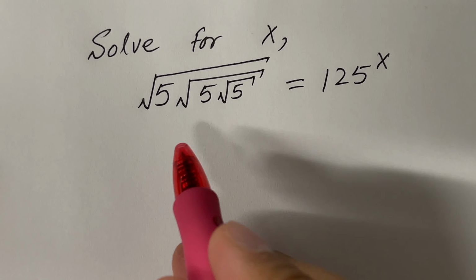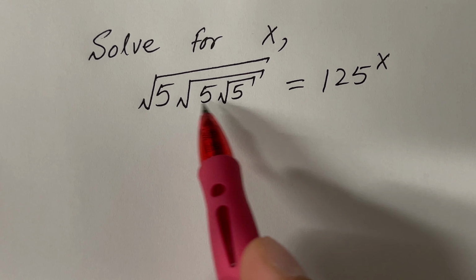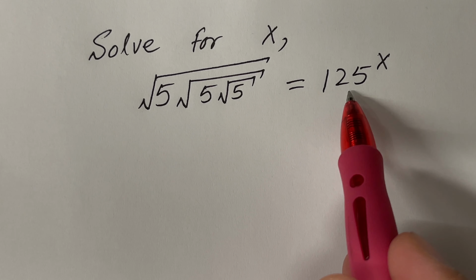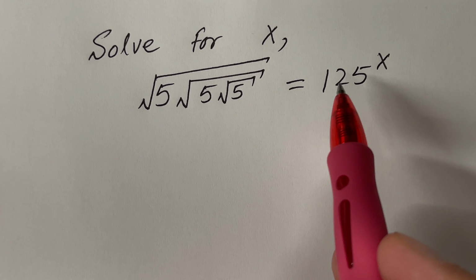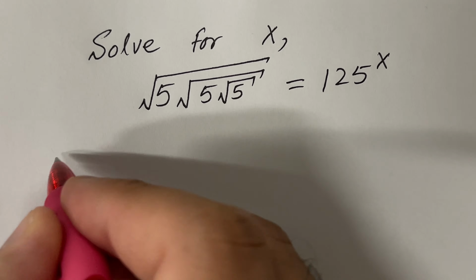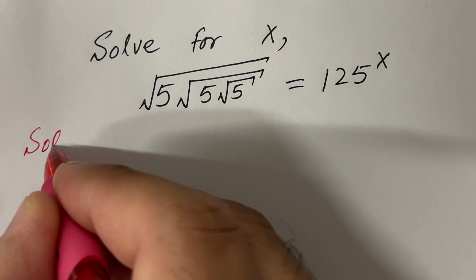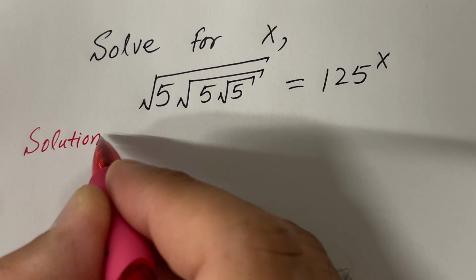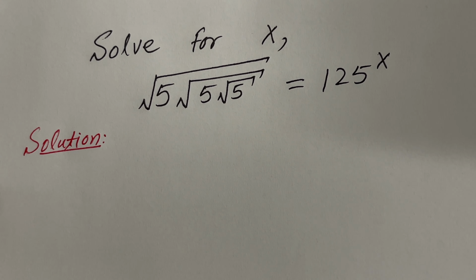Hello guys, we have this bunch of radicals on 5 and the right hand side is 125 raised to the power x, and we want to find the value of x. If you want to try, then pause the video because I'm going to solve it in 3, 2, 1, go.